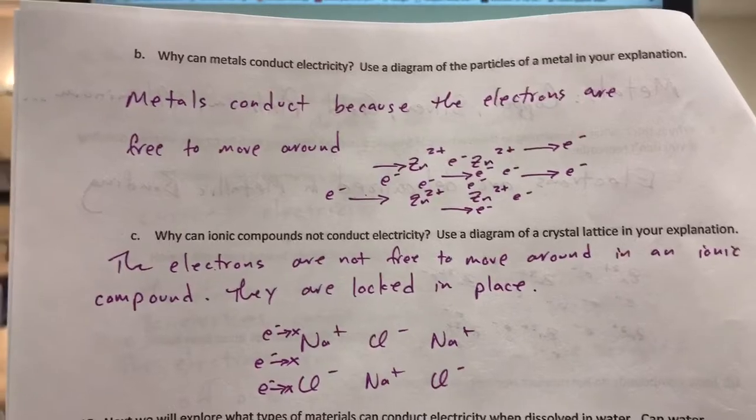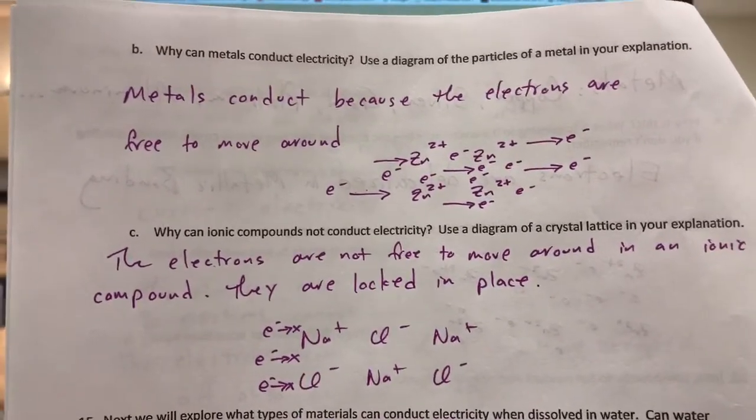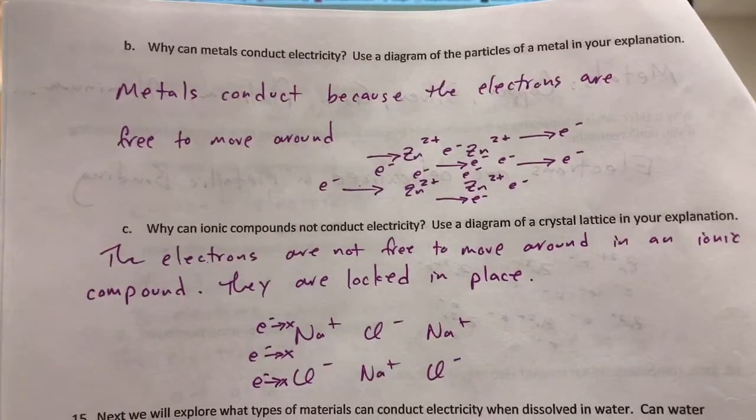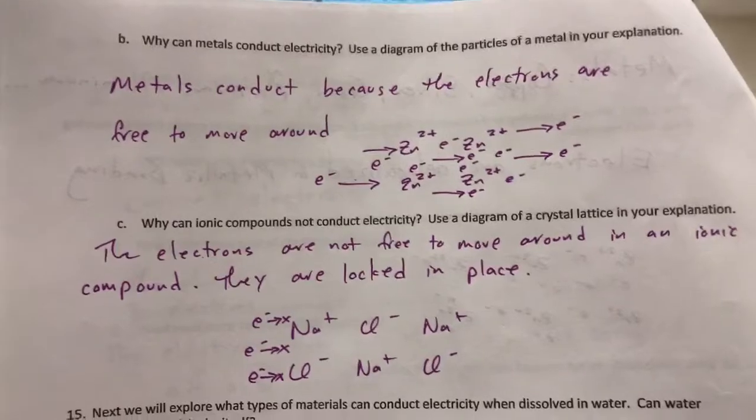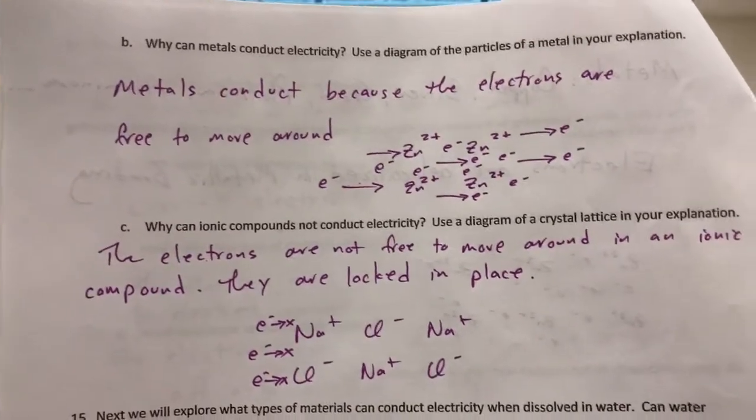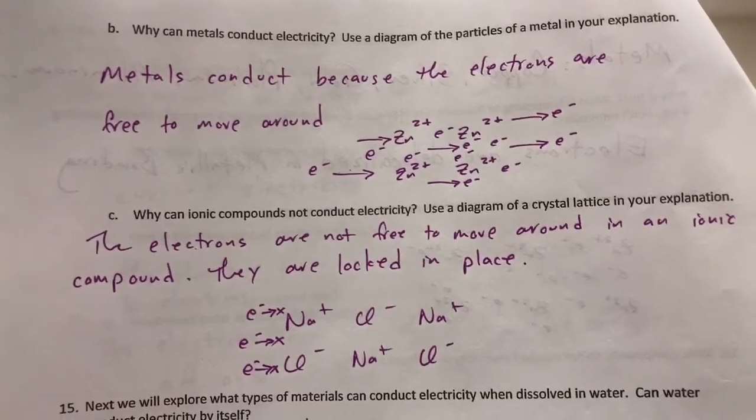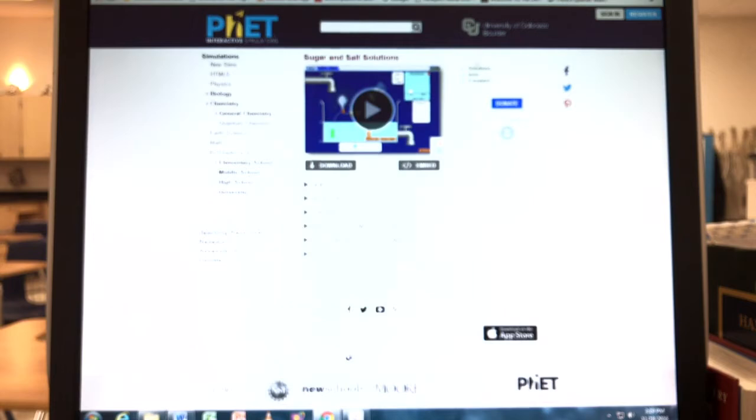All right, so next we will explore what types of materials can conduct electricity when dissolved in water. Can water conduct electricity by itself? Most people would say yes, because that's what they are used to seeing. If you drop a toaster into a bathtub while you're sitting in the bathtub, you will in fact die because you will get electrocuted.